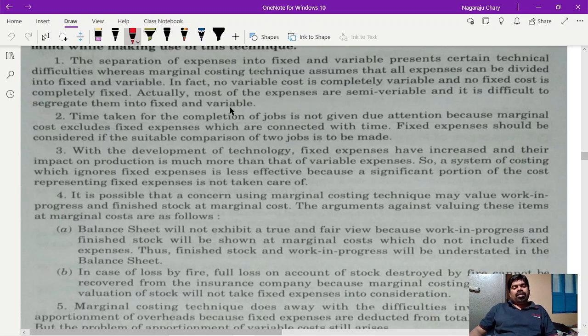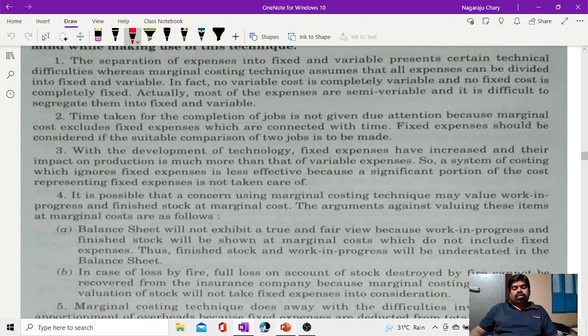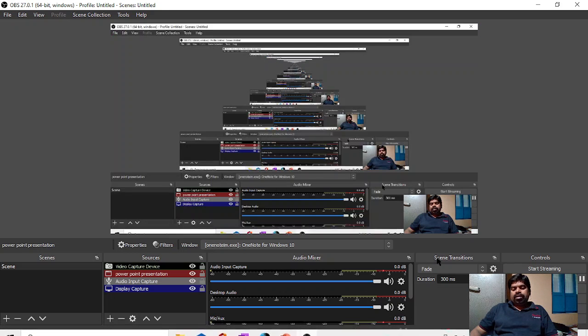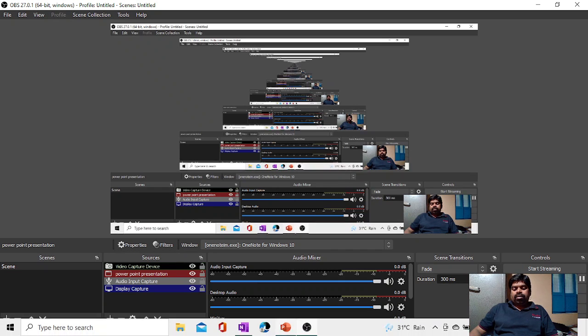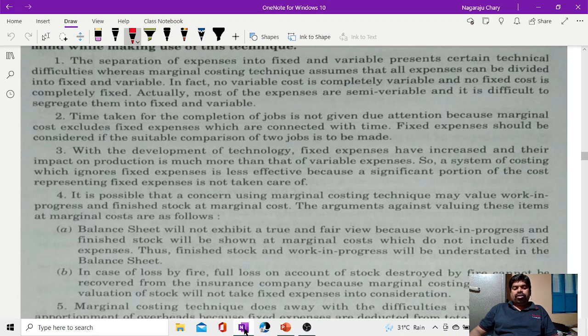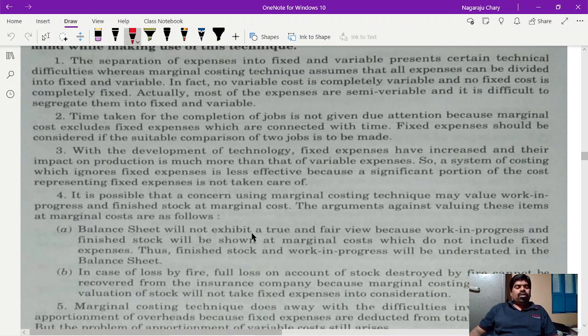In the absorption method that we follow, most of the expenditure is taken into consideration, so there is no differentiation into fixed and variable cost in absorption costing. But in marginal costing, we are saying there is a possibility to separate fixed and variable cost. In most cases it may not be possible, because the fixed cost may not consist of the total fixed, and the variable cost may not consist of the total variable cost. So up to some extent it may not be possible.